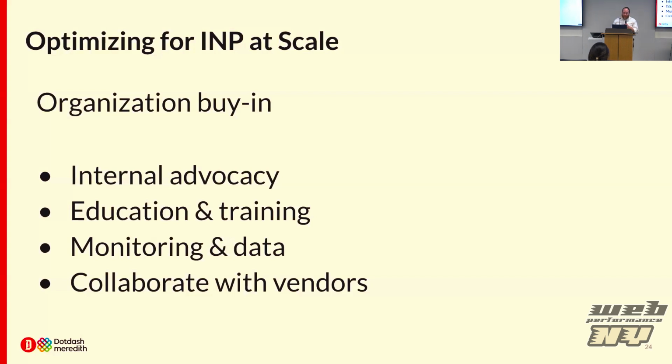All right, so we're going to talk about INP at scale. When you have a large organization with many teams and tons of brands, how do we optimize this at scale? The first thing is the organization. You need to have organizational buy-in. That means internal advocacy. You need to educate and train what INP is and how to measure it, which Russ talked about. Monitoring is important to know what's wrong. Also, in large organizations, you have to work with your vendors, because your vendors could be offending your page and you have no control over that. So have a good relationship with your vendors as well internally.